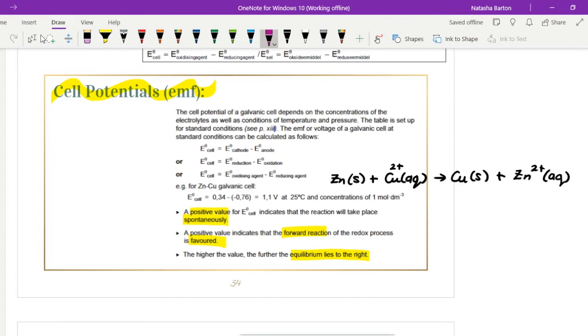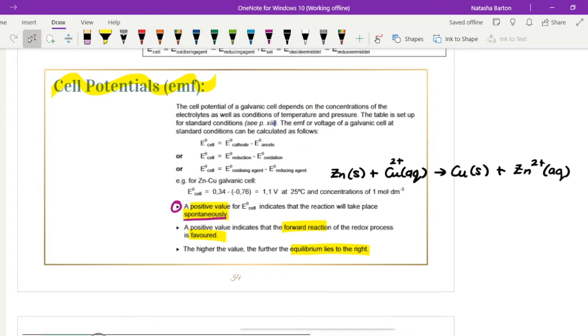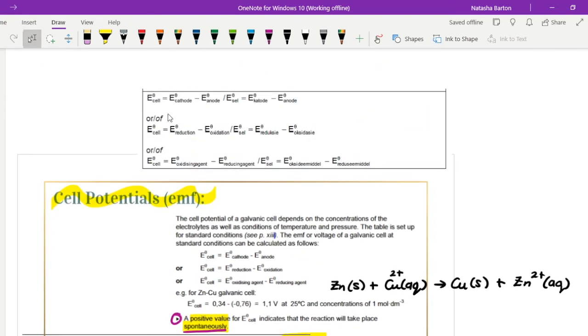Remember that we were making use of the gradients on your table of standard reduction potentials to see if a reaction is spontaneous or not. Here they're saying you can actually make use of a calculation. If your cell potential is positive, it will be spontaneous. To calculate the cell potential, you have a whole lot of options.